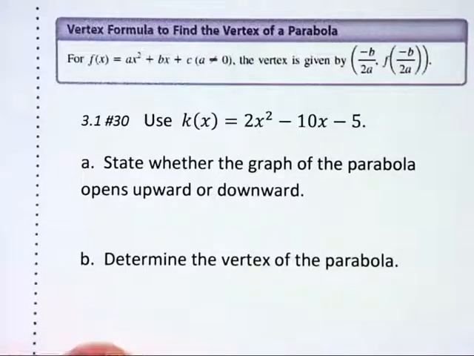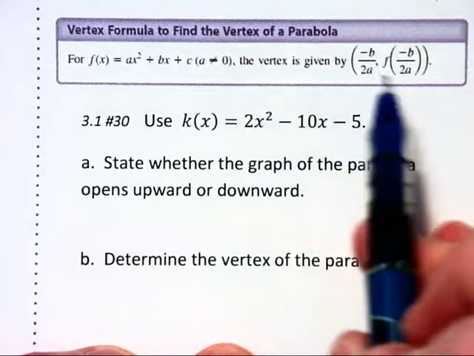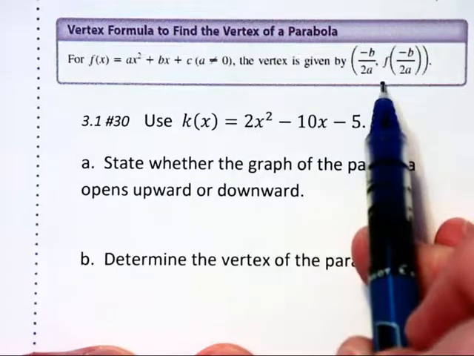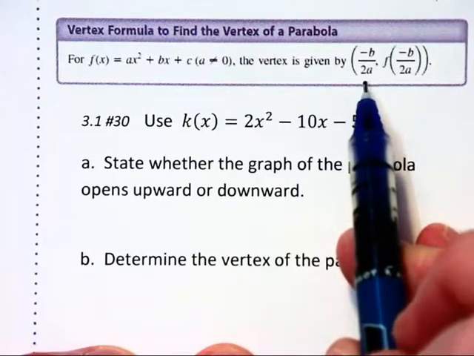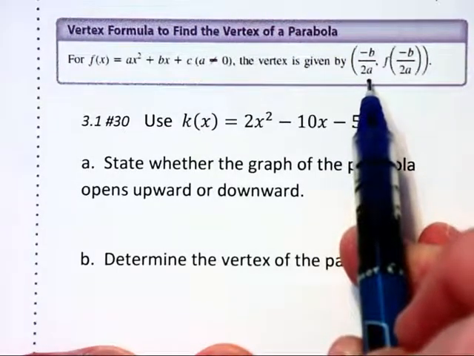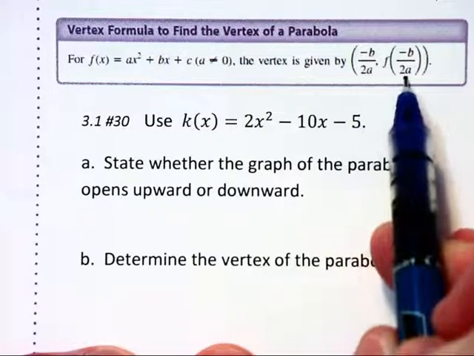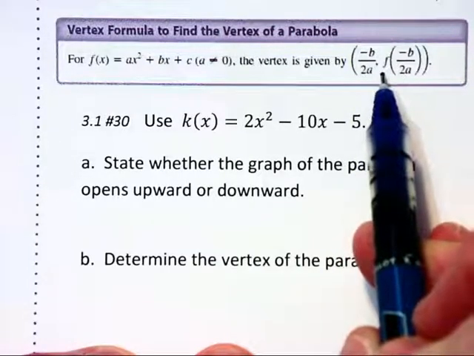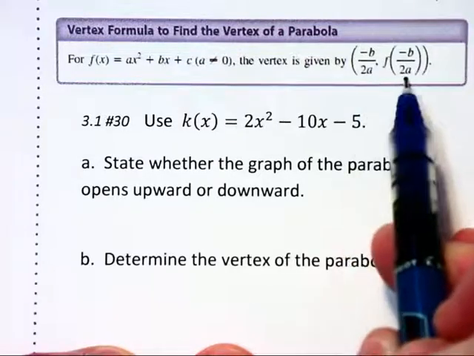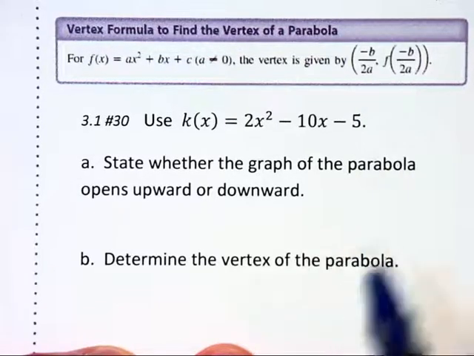You already know how to identify the vertex by completing the square, but if you don't want to complete the square, there's another method using this vertex formula. You first find negative b over 2a, which will become the x-coordinate of your vertex, and then substitute that negative b over 2a into the function to find the corresponding y value of the vertex.